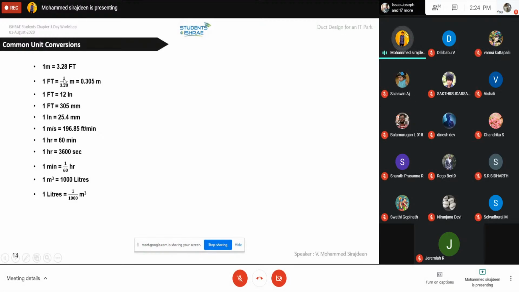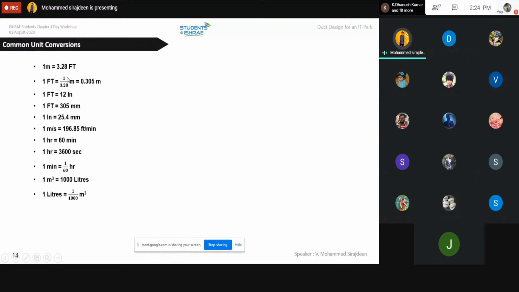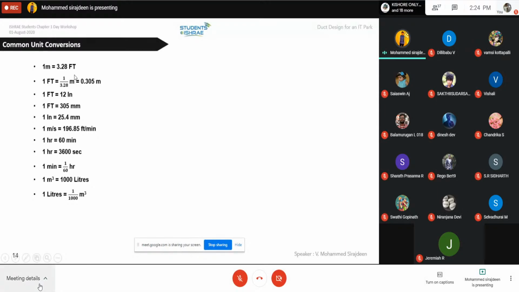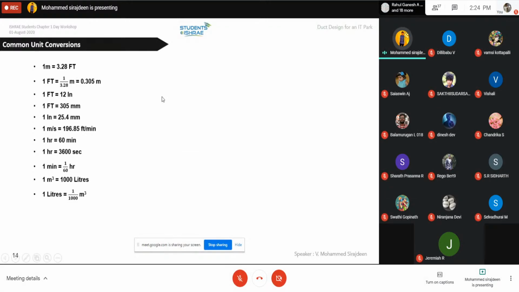Even what I am saying is very basic, but it is going to be used for your duct design calculation and all. So just note it down, or take a screenshot or anything. Be clear on this. It is definitely going to be used for your detailed engineering calculation.